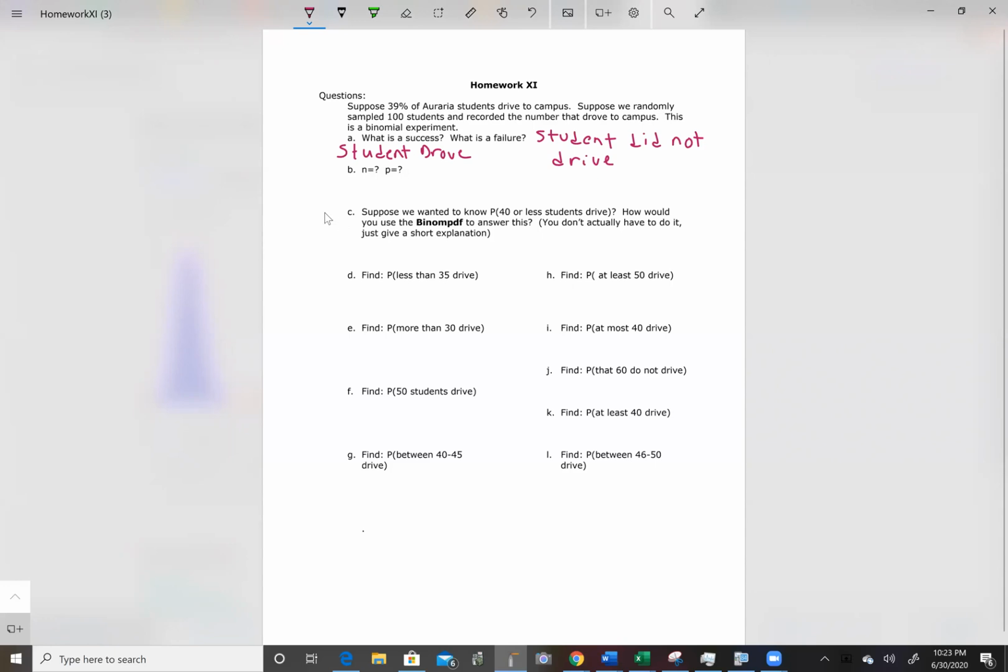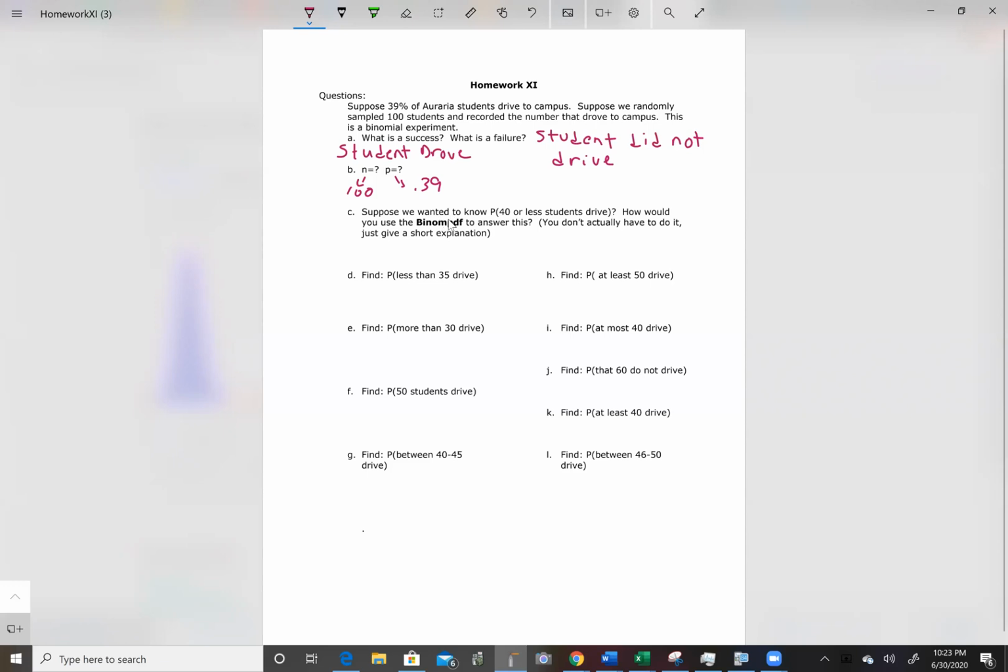Okay, N is how many students we sampled. So N is 100, and the probability is 0.39, 39%. Suppose we wanted to know the probability that 40 or fewer students drive. How would you use the binomial PDF? It looks like I forgot that last part to answer this. You don't actually have to answer it, just give a short explanation.